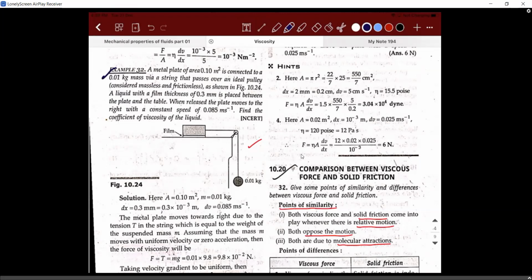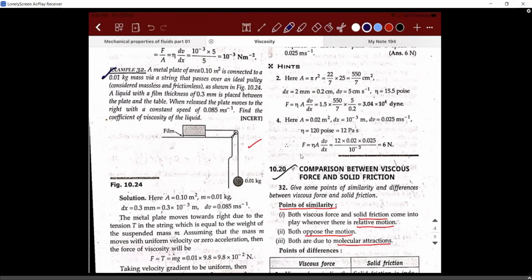There is a liquid film of thickness 0.3 millimeter, which is placed between the plate and the table. When released, the plate moves to the right with a constant speed of 0.085 meter per second. Find the coefficient of viscosity of the liquid.